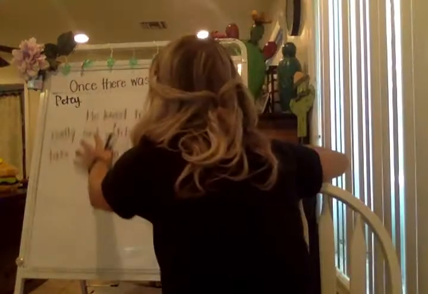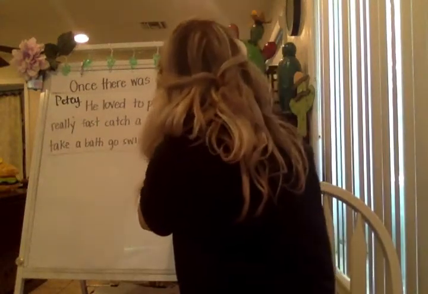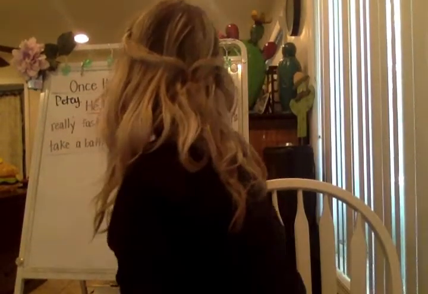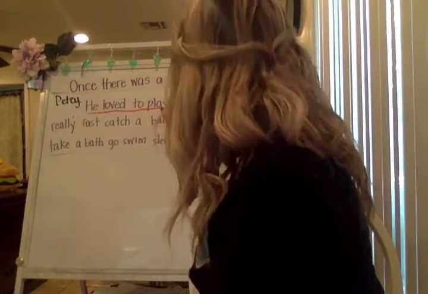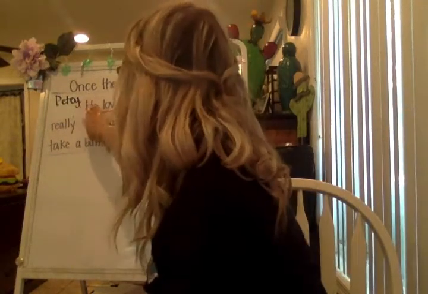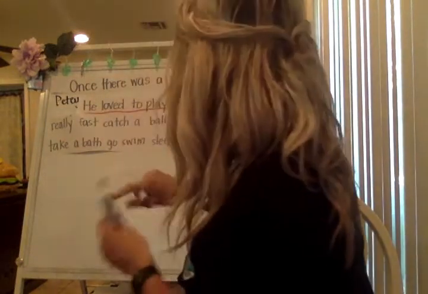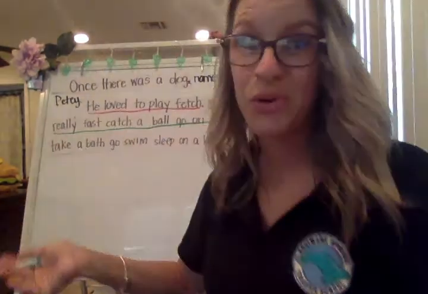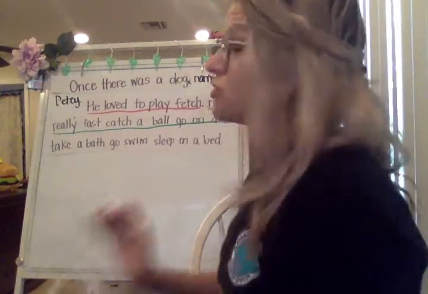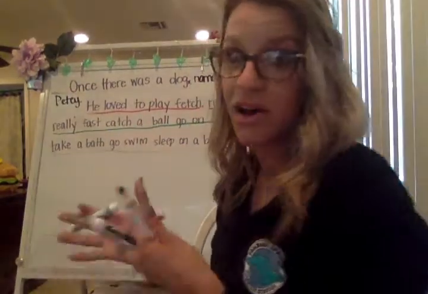So he loved to play fetch. That could be one sentence. He loved to play fetch. It tells what he is doing. And he is Petey. So it says this is the naming part of who it is. And the action is he's playing fetch. If I started the next sentence with run really fast, catch a ball, go on a walk, take a bath, it's not telling me who it was. It's too many thoughts all at once.